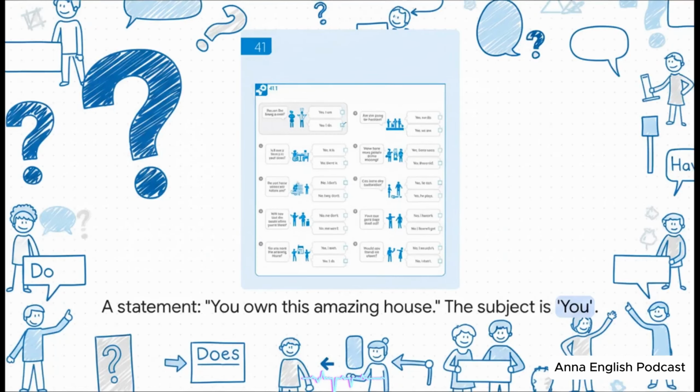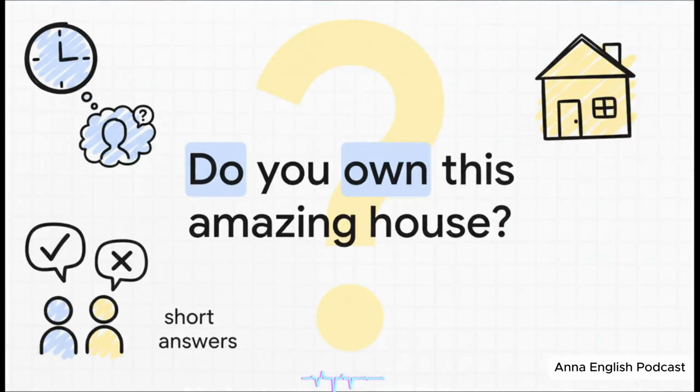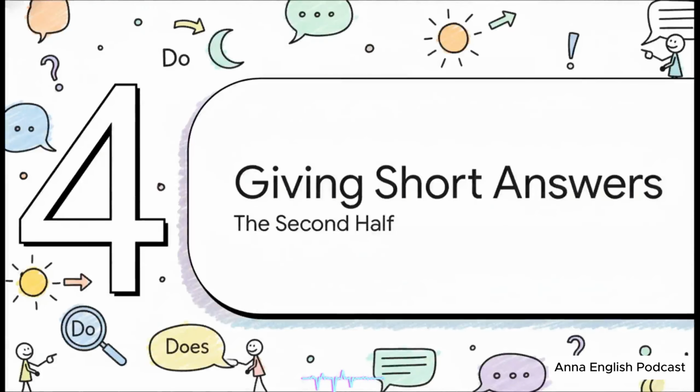All right, new sentence. You own this amazing house. Okay, the subject here is you. So, go back to our rule. What word do we need to kick this question off? Yep, it's do. Do you own this amazing house? And you'll notice the verb own stays exactly the same. That's the great thing about do questions. They're even easier. You basically just stick do right on the front. Awesome. You've totally got this.